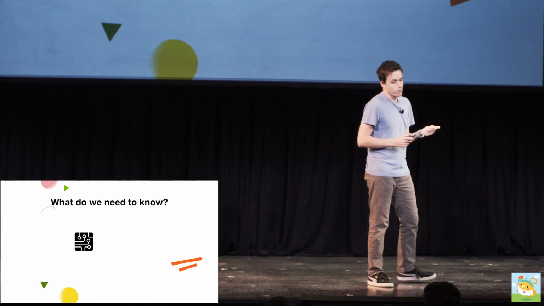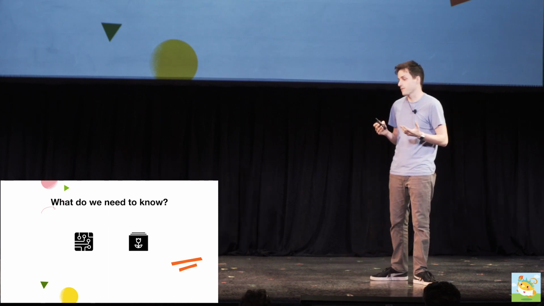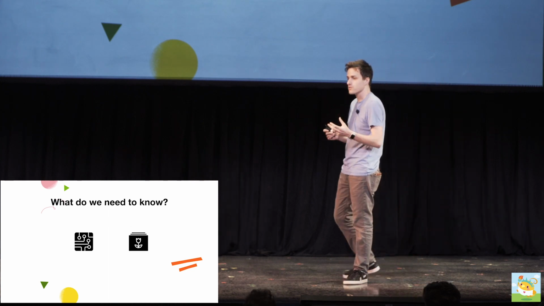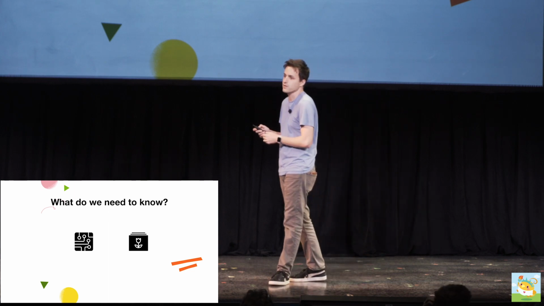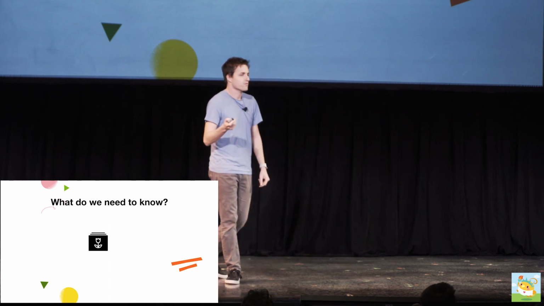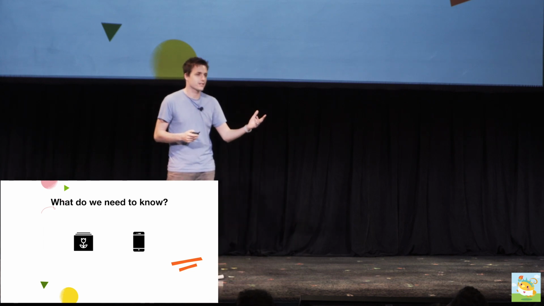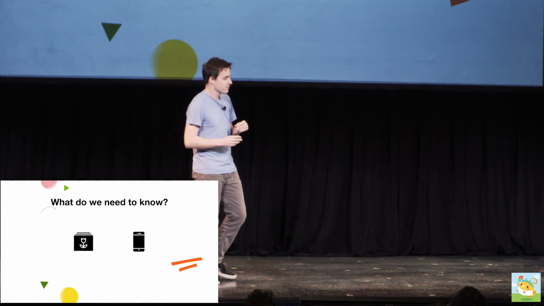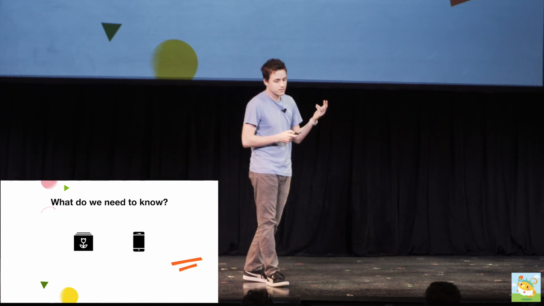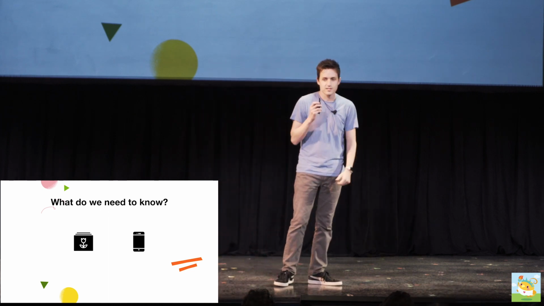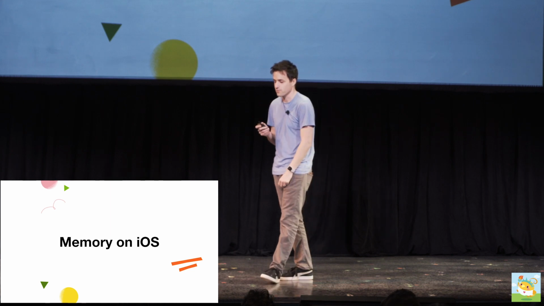So if memory is really important, then it stands to reason that we really need to know about photos and images and their relationship with memory. Because there's a lot of things that happen from the moment you choose an image for your app, load it up in the model, and put it on your screen, and things can go wrong. If you don't know where to look, it can be difficult to debug. So with that, let's dive into memory on iOS for a little bit.